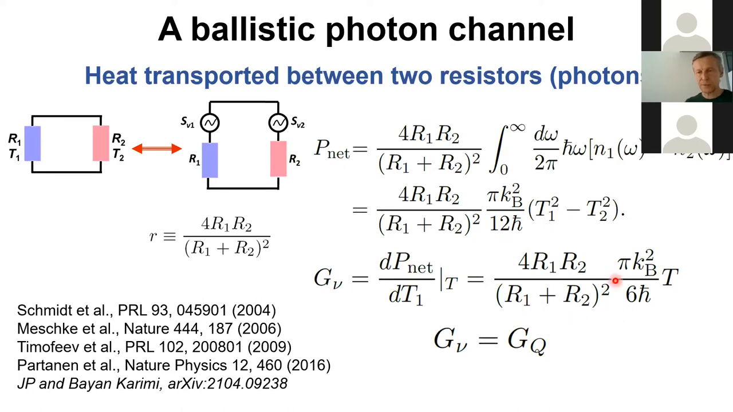First of all, this is maximized when the two resistors are equal. So that is the optimum, matched case: when the two resistors are the same, this prefactor becomes one. And when this becomes one, you see that the net power between the two is governed by the thermal conductance, which is exactly the quantum of thermal conductance. So this is a way to see that even for these microwave photons, let's say the noise, the thermal conductance quantum is the thing that plays the role.